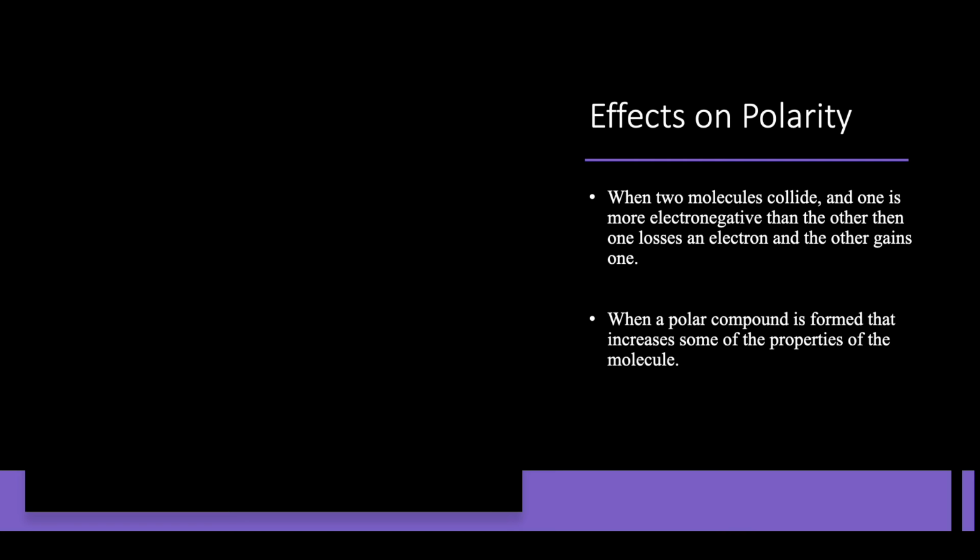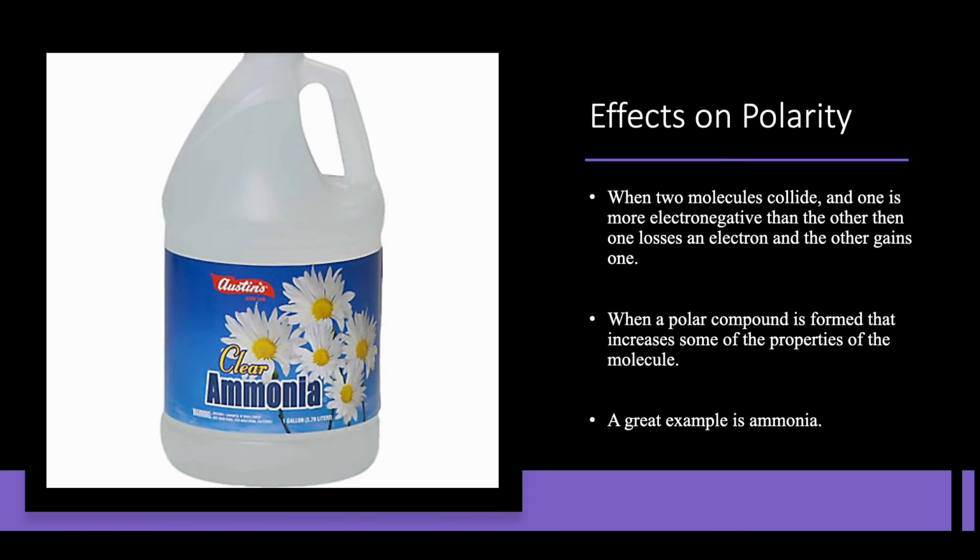When a polar compound is formed, that increases some of the properties of the molecule. Meaning it'll increase the boiling point and its melting point, because you're making it stronger, you're not making it weaker. A great example is ammonia. You use this as cleaning products, sometimes industrial uses.